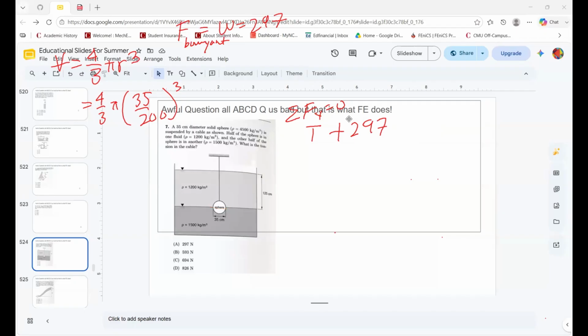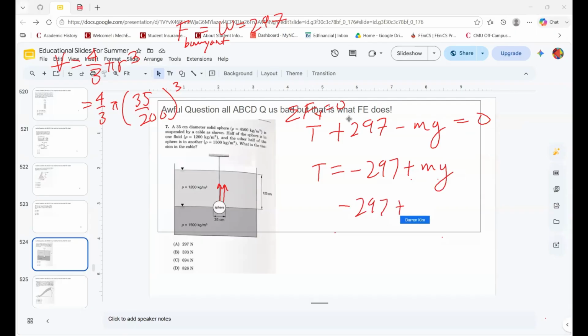Wait, doesn't that mean the tension force, I'm assuming, is also going up? Yes, that makes sense. The buoyant force should be helping, not disturbing. That means buoyant plus T minus mg equals 0. So T equals negative 297 plus mg, whatever mg equals. So minus 297 plus what is m? Rho times volume. So it's 4500 times the volume, which is 4 divided by 3 pi, parentheses, 35 divided by 200, cubed, multiplied by whatever g is, 9.8.